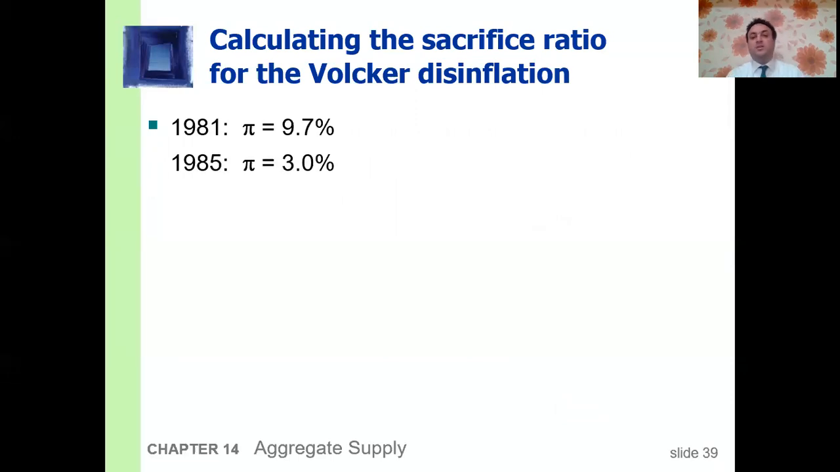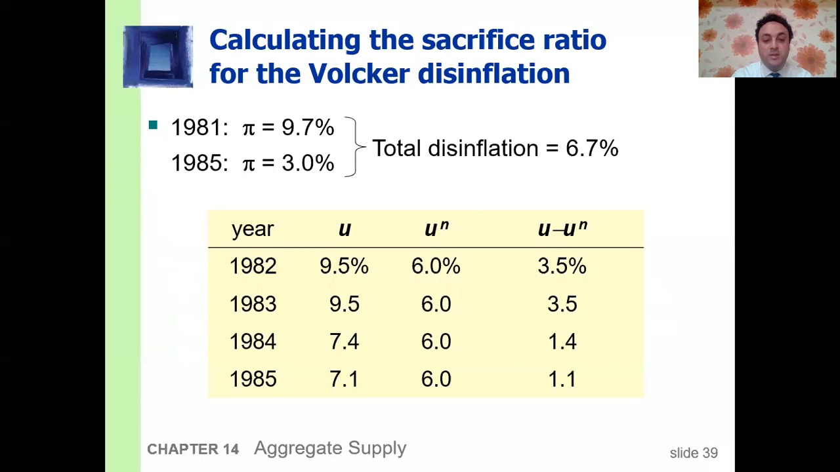Calculating the sacrifice ratio for the Volcker disinflation. In 1981, inflation rate was 9.7%. In 1985, inflation became 3%. So the total disinflation was 6.7%. As you can see, we can compare how this affects the unemployment rate also.